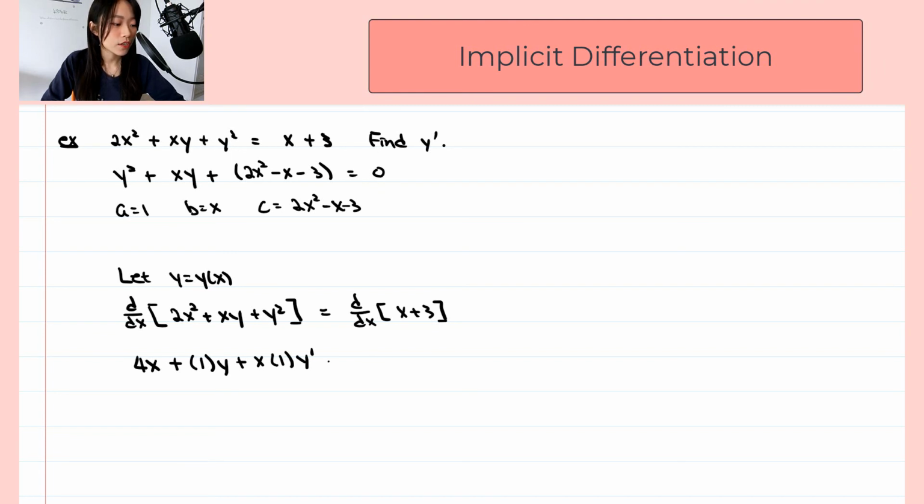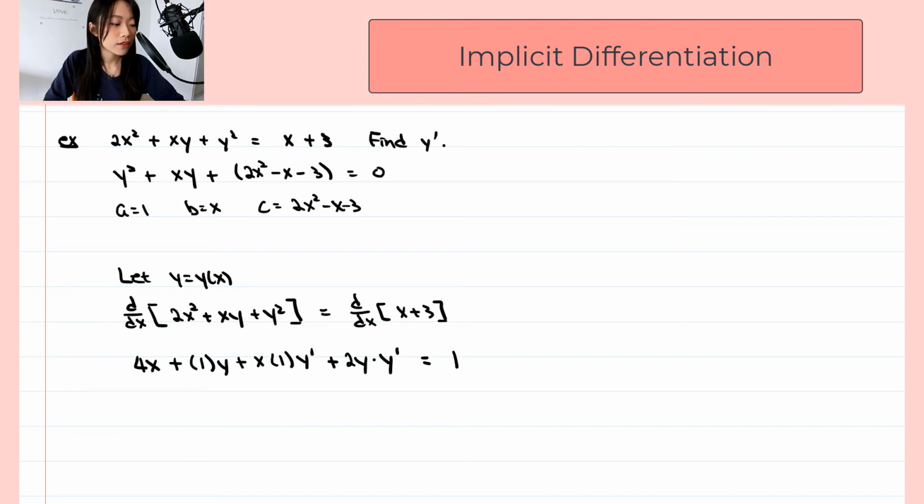Now the third term, the derivative of y squared. Using the chain rule version of the power rule, it is 2y times y prime. And it equals the derivative of x plus 3, which is 1.